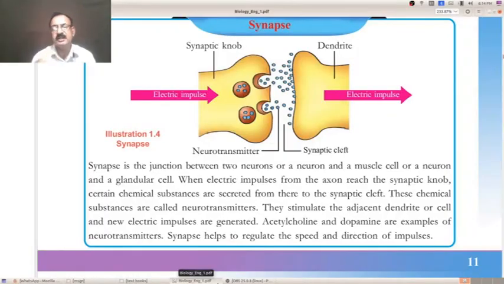Students, take your biology textbook, page number 11. There you can see a picture of a synapse, and the synapse is described here. Take your science diary, draw this picture and write down the description here.